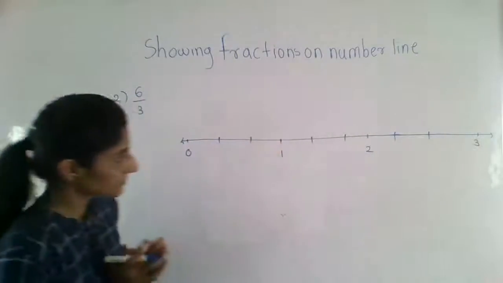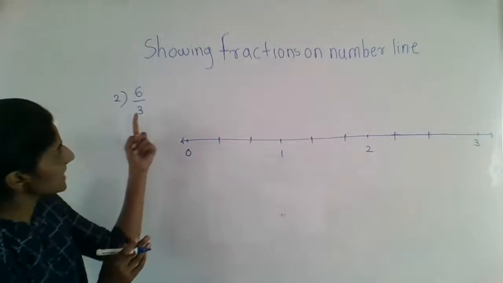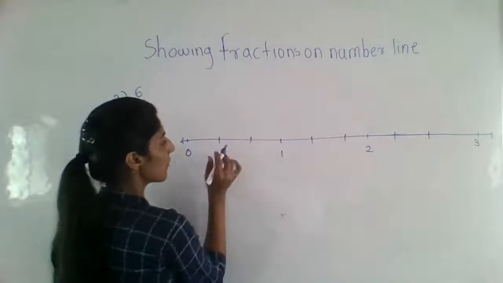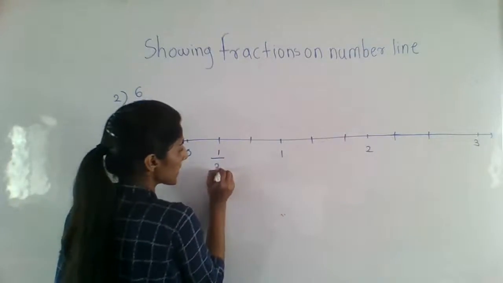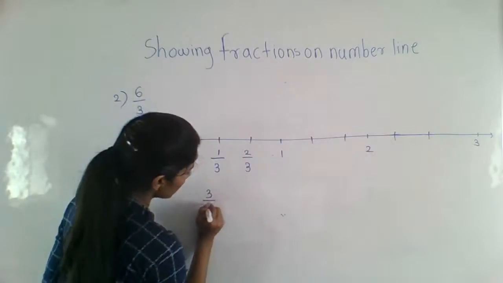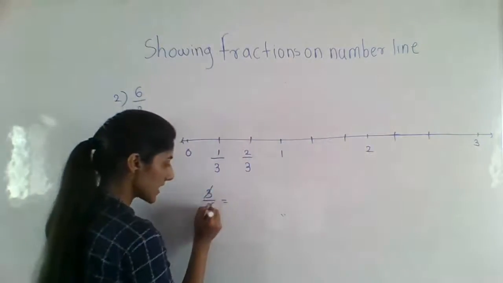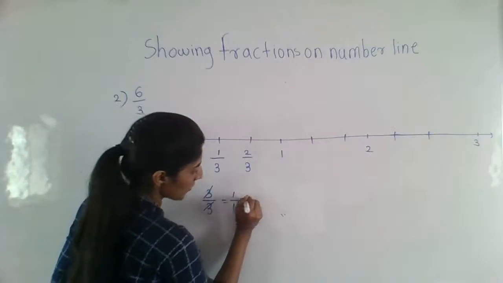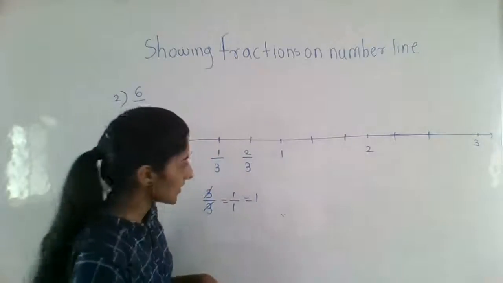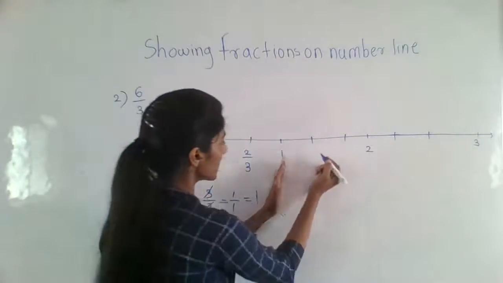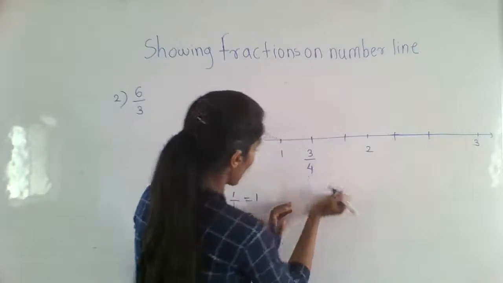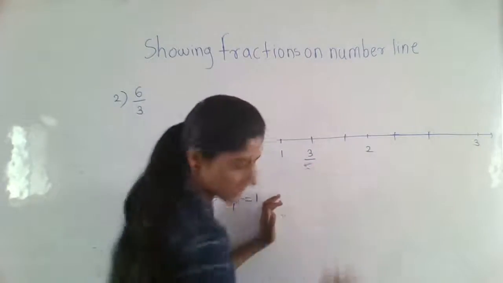Now here you have to represent 6 by 3. So let's start. That is the first part, 1 by 3. That is 2 by 3. Here 3 by 3, which means 3 ones are 3. Therefore it is 1. Then we have 3 by 3, then 4 by 3 here.